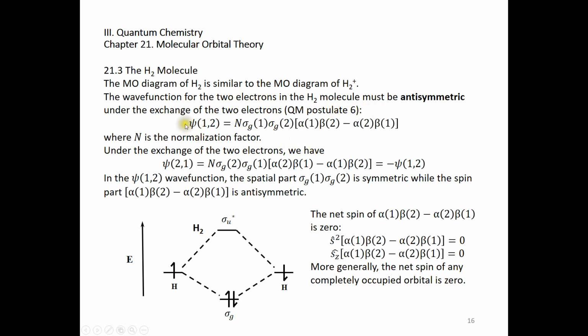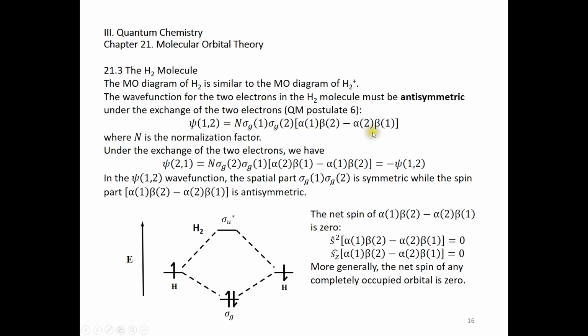We write out the total wave function of the 2 electrons in H2. It's the normalization factor N times sigma g of electron 1, sigma g of electron 2, followed by a spin function alpha 1 beta 2 minus alpha 2 beta 1. You can see this sigma g 1, sigma g 2 is symmetric. If I switch electron 1 with electron 2, I get the same expression.